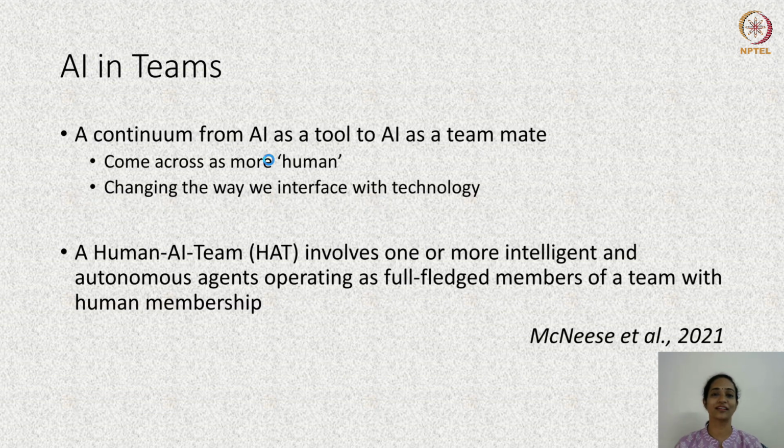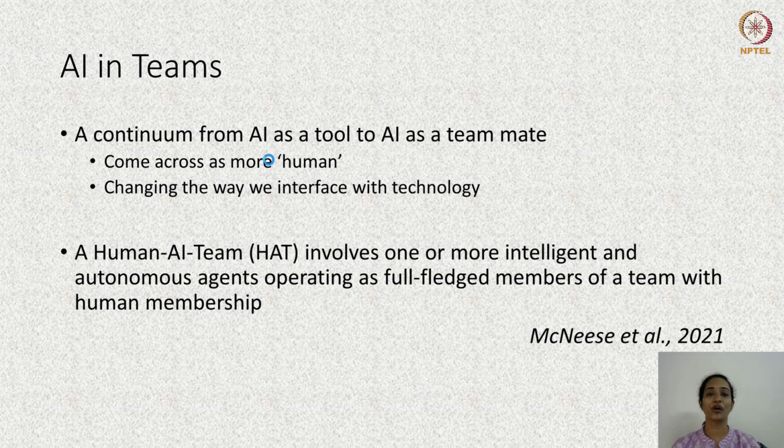So, what is AI in teams, or what is human autonomy teaming? Application of AI in teams is really on a continuum. At one end of the continuum, you have AI as a tool. That is, the human members of the team use AI to collaborate, coordinate, or communicate with each other.